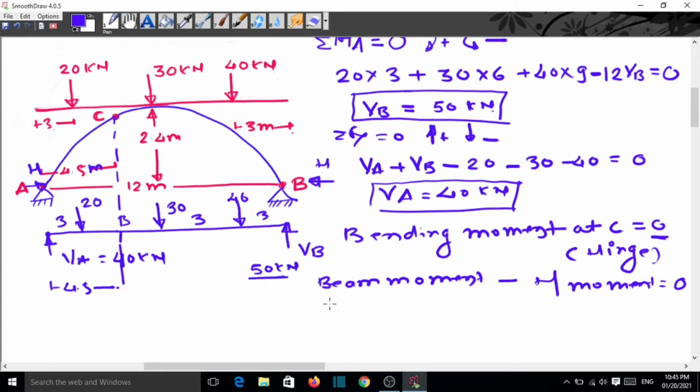So this 40 into 4.5, then minus, because this 20 creates a hogging bending moment, so minus 20 into the remaining distance, which is 1.5 because the total is 4.5 minus 3, that is 1.5. So 20 into 1.5. This is the B moment, then minus the H moment. So minus H into Y, suppose YC is equal to 0. So here we have to calculate the YC.